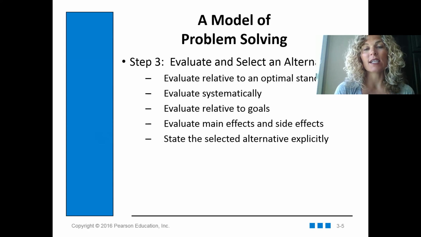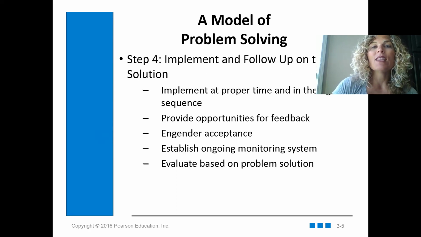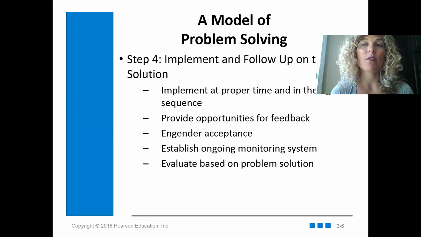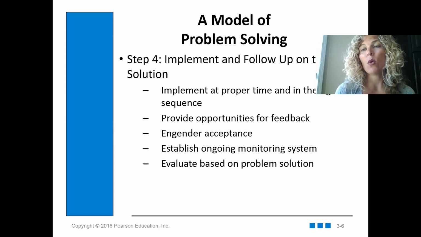And so then in that third section of your paper, you're identifying the recommended solution. Right, and then the fourth part of your paper is your action plan, and this essentially is step 4 of the problem-solving model, and looking at how to implement and follow up on the solution selected. So you need to think about the timing of when you implement.